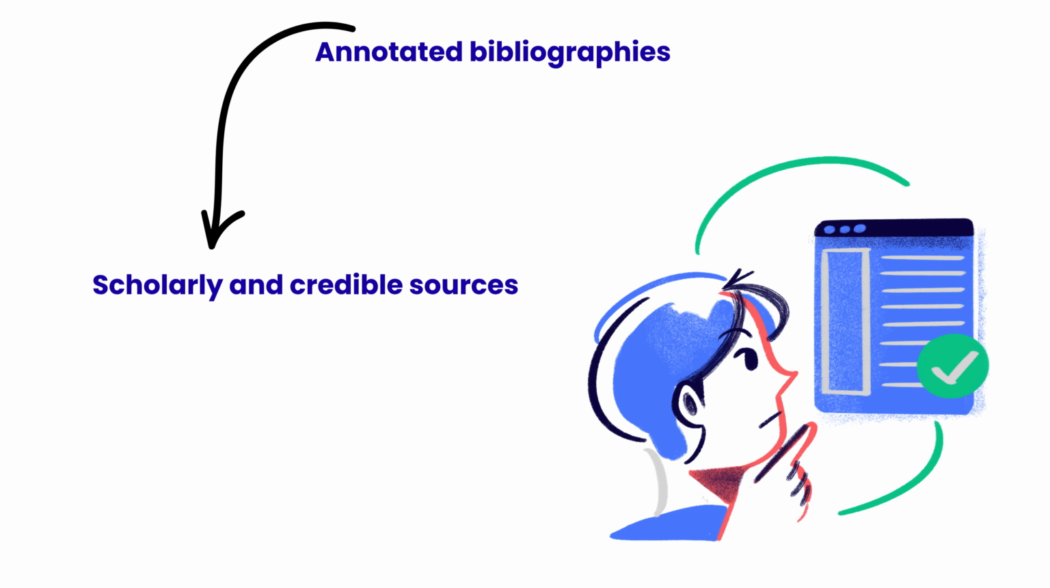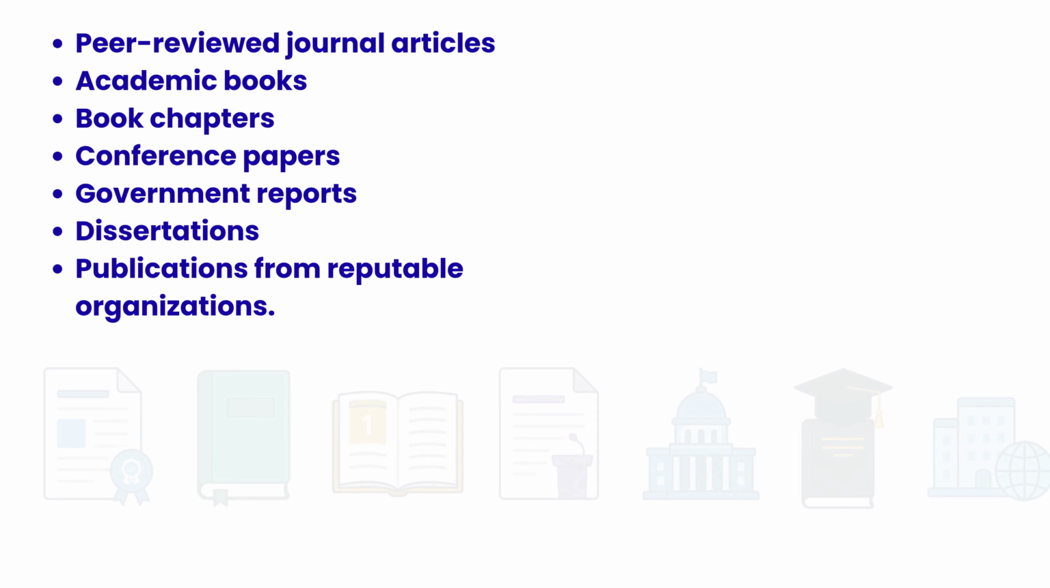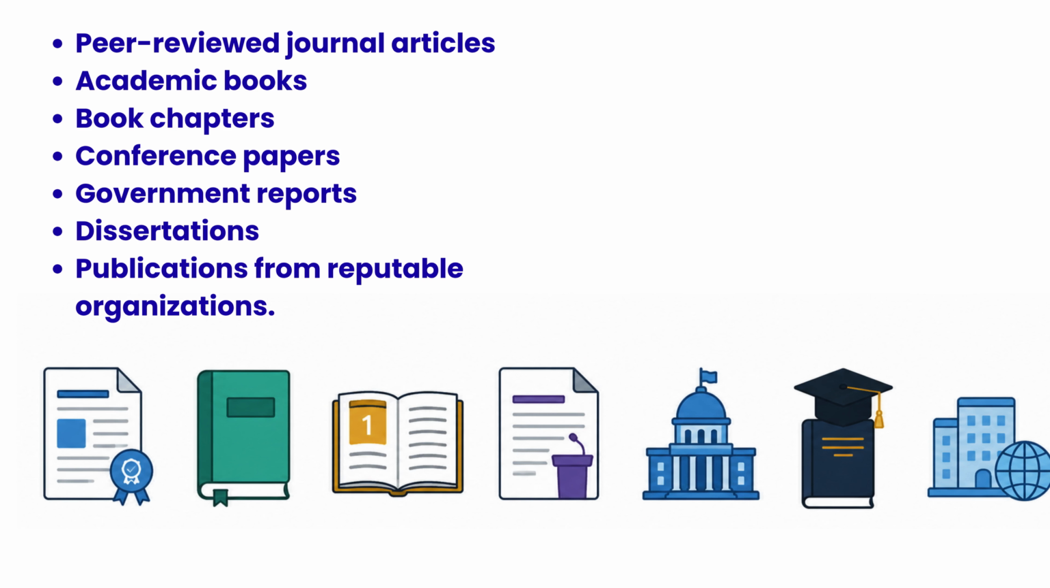Annotated bibliographies are prepared using scholarly and credible sources that are relevant to the research topic. These sources commonly include peer-reviewed journal articles, academic books, book chapters, conference papers, government reports, dissertations, and publications from reputable organizations.